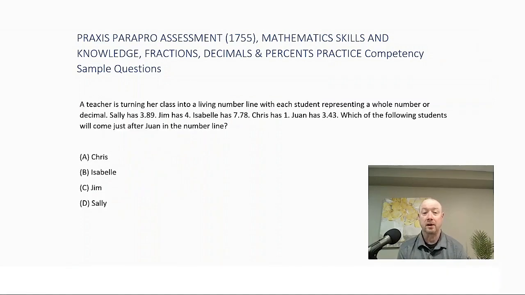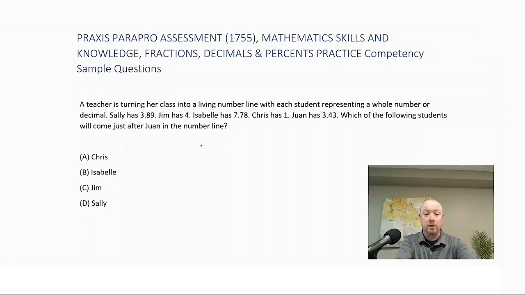A teacher is turning her class into a living number line with each student representing a whole number or decimal. Sally has 3.89, Jim has 4, Isabel has 7.78, Chris has 1, Juan has 3.43. Which of the following students will come just after Juan in the number line?